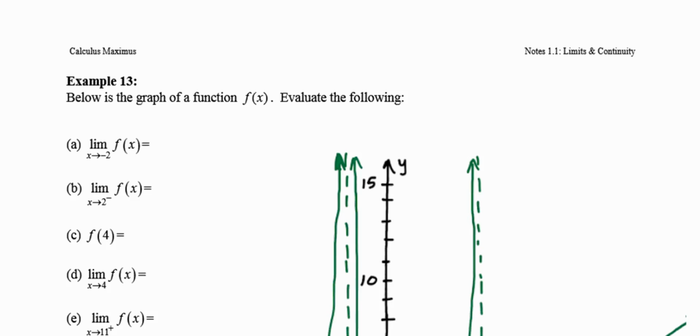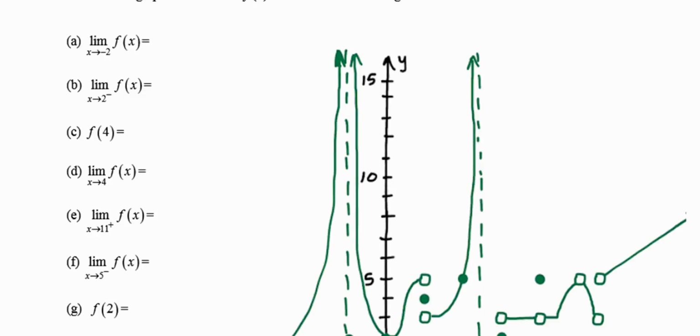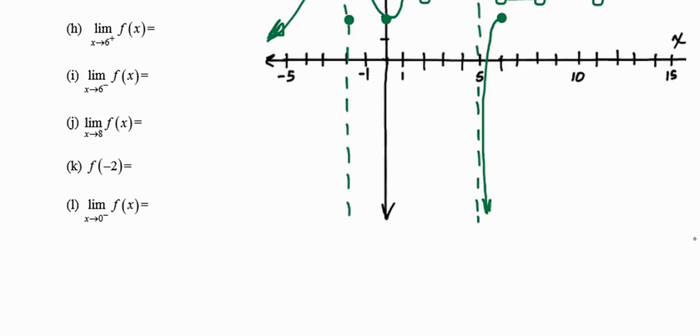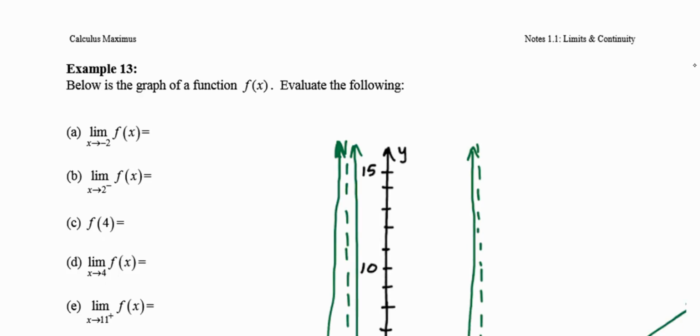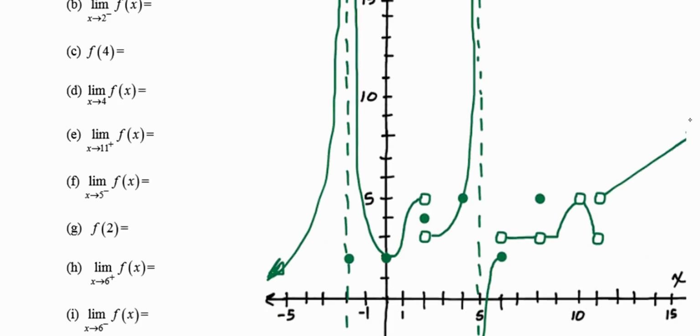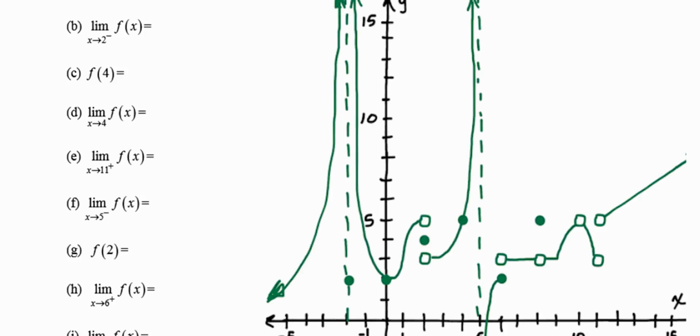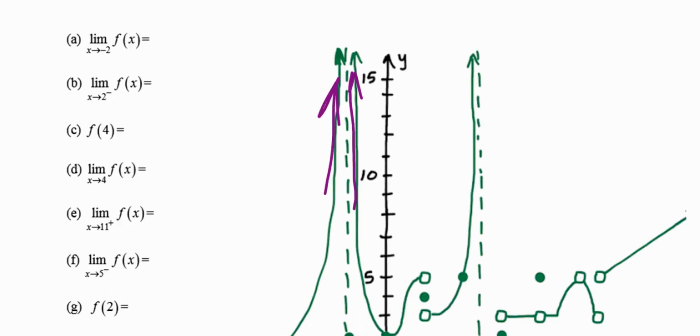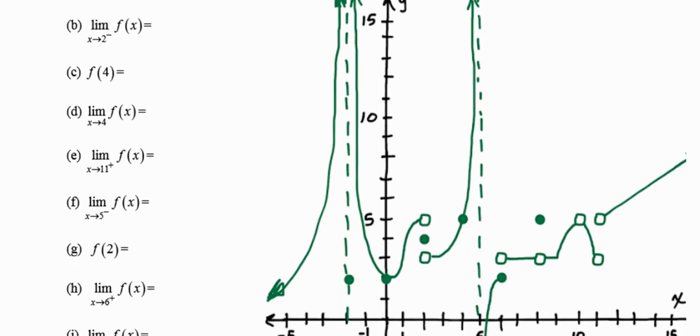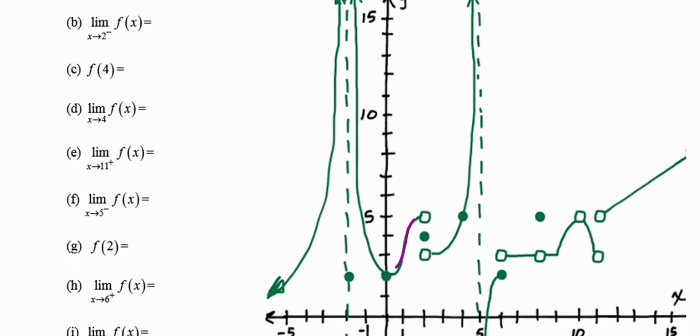All right, and example 13, this is just a nice messy graph, and there's a bunch of limits on here. So let's just look at them. As x approaches -2, if we look on either side of -2, it appears it's going this way, it's going this way. So the limit as f of x approaches -2 is infinity, or technically does not exist. That's up to you. Then we have as x approaches 2 from the left. If we go down here, 2 from the left side, it looks like it's approaching 5.